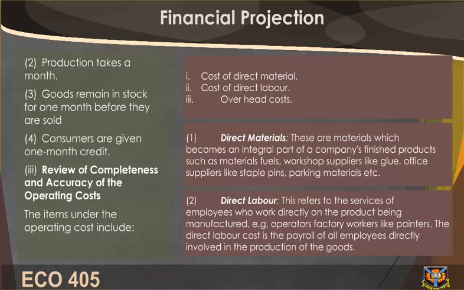2. Production takes a month. 3. Goods remain in stock for 1 month before they are sold. 4. Consumers are given 1 month credit.